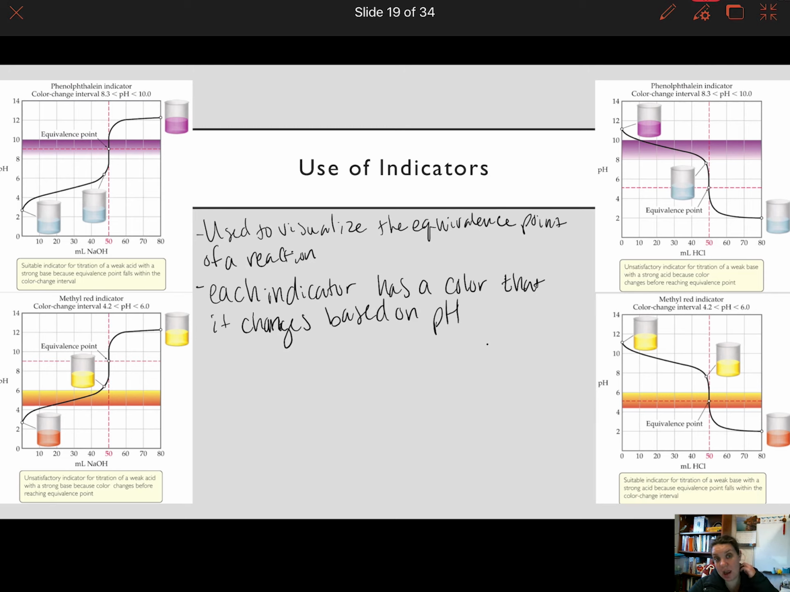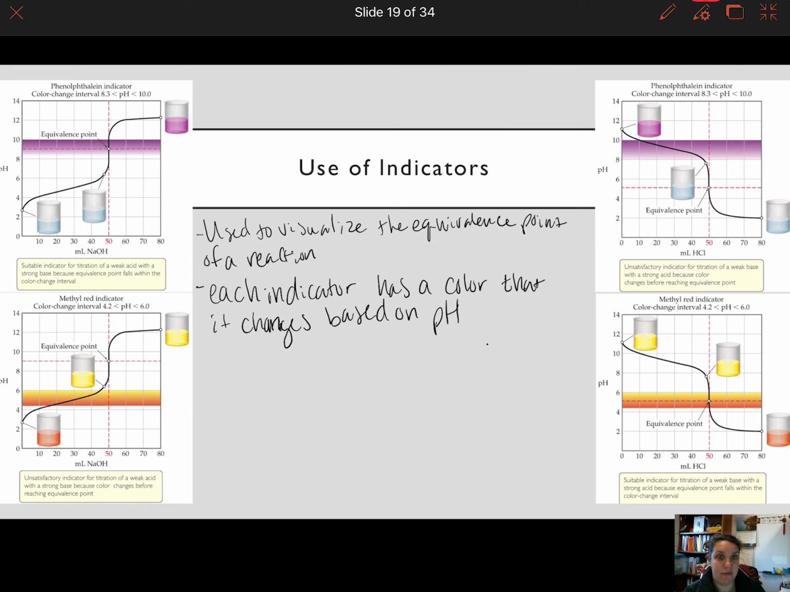So two common indicators are phenolphthalein and methyl red, which I've shown here. The one on the top is phenolphthalein. The one on the bottom is methyl red. If we look at phenolphthalein, the one that's pink, it has a color range between about 8.5 and 10 pH units, which means that as you get close to that pH, you're going to see a color change occur.